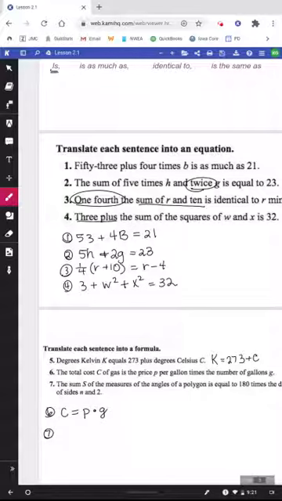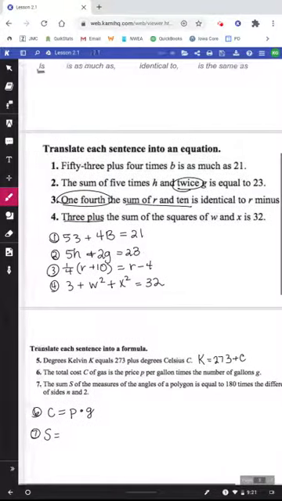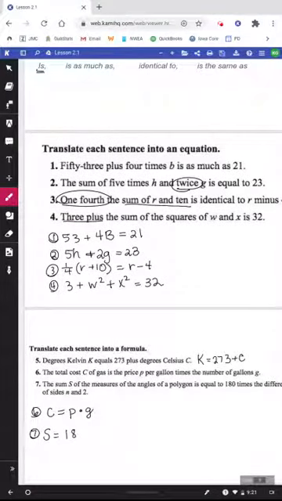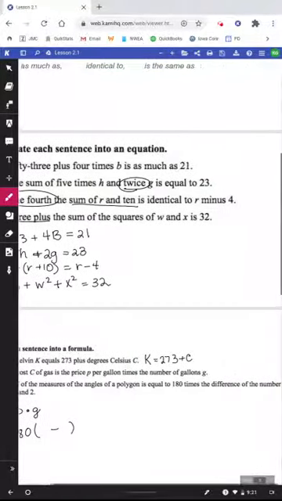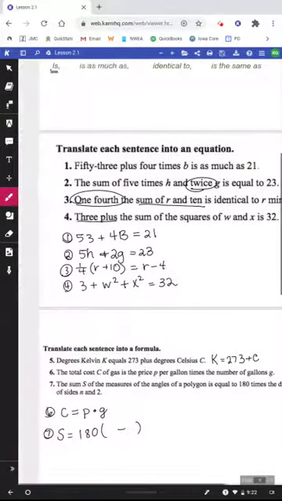Number 7, the sum S, so I'm going to put down S, of the measures of the angles of a polygon is equal to, so far I have S equals 180 times the difference of. So I want the 180 to be times by the whole difference. So I'm going to put a parenthesis with a minus. And the difference is the number of sides, which they want to be n, and 2. So I have S equals 180 parenthesis n minus 2.